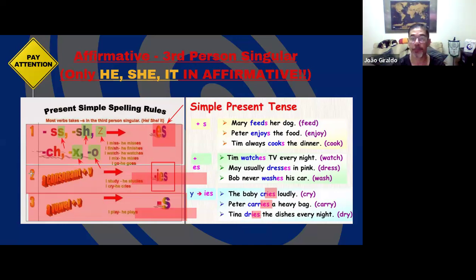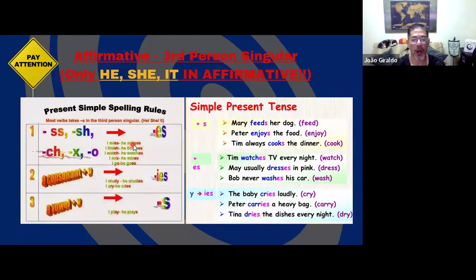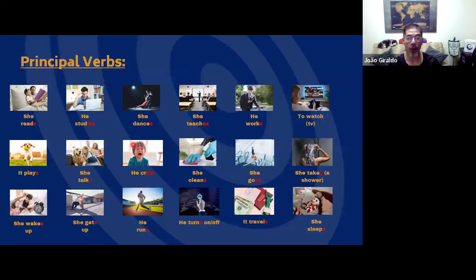Okay, my people? I hope you are understanding. Okay, this is very simple, but it's necessary attention to study. Okay, continuing here, and now the principal verbs, I use the same verbs of the lesson 4 just to show you the variation, the modification in case of affirmative.